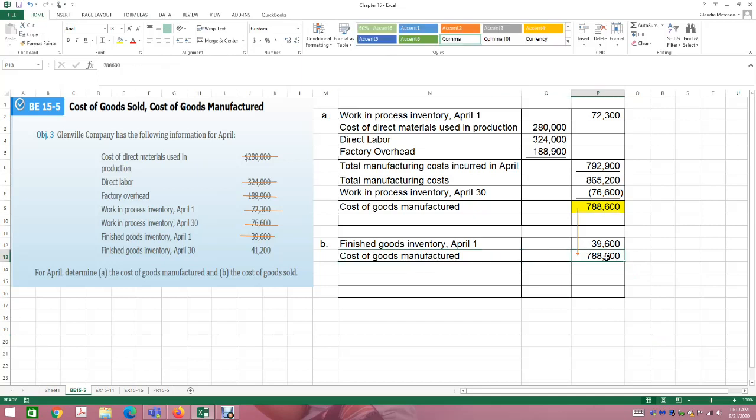Now that we have our cost of goods manufactured, we can calculate our cost of finished goods available for sale. We had $39,600 worth of goods available for sale from last month. This month we manufactured $788,600 of goods. They're available to be sold and they're sitting in our warehouse. That is how much we manufactured in the month of April. So now we can get our cost of finished goods available for sale.